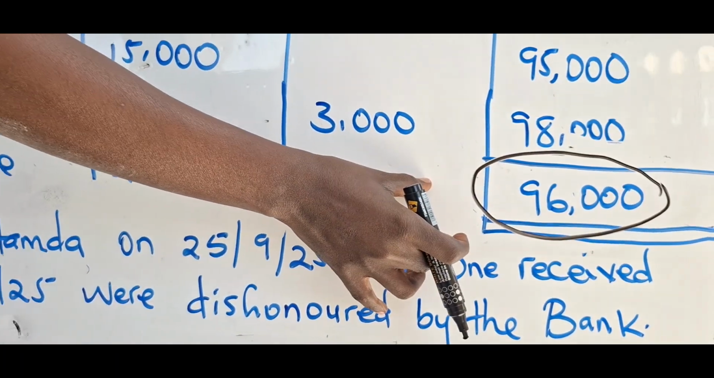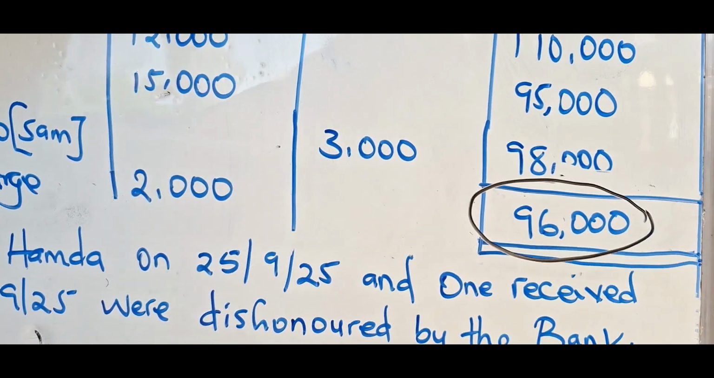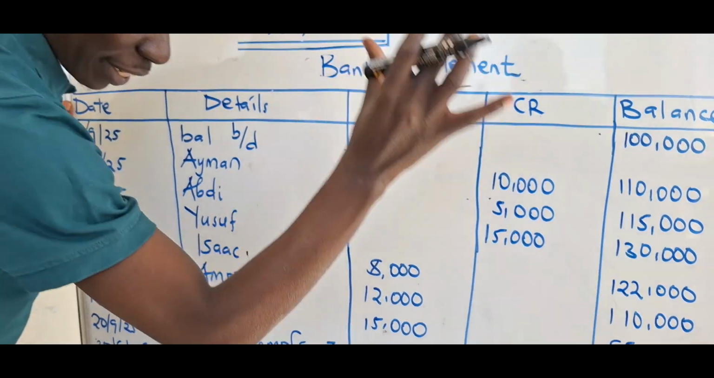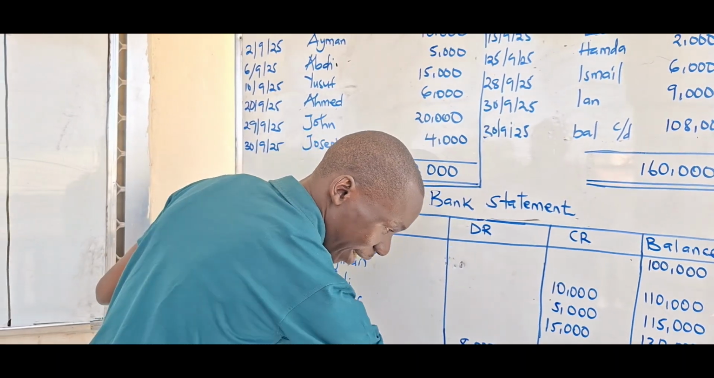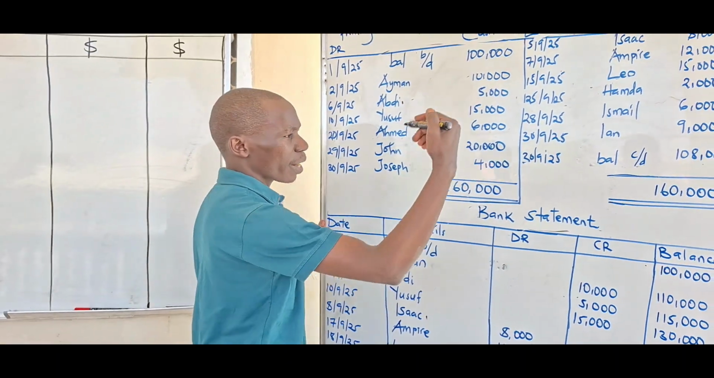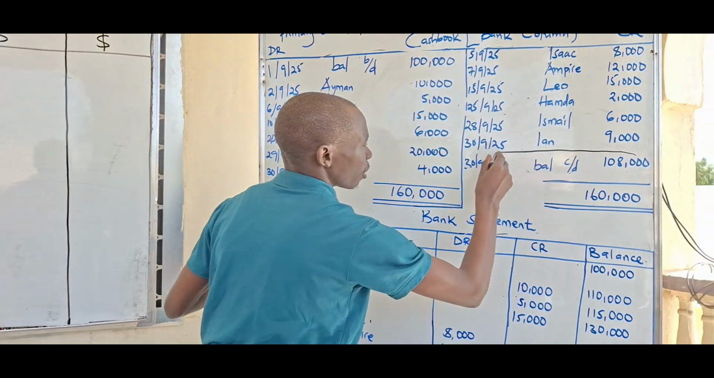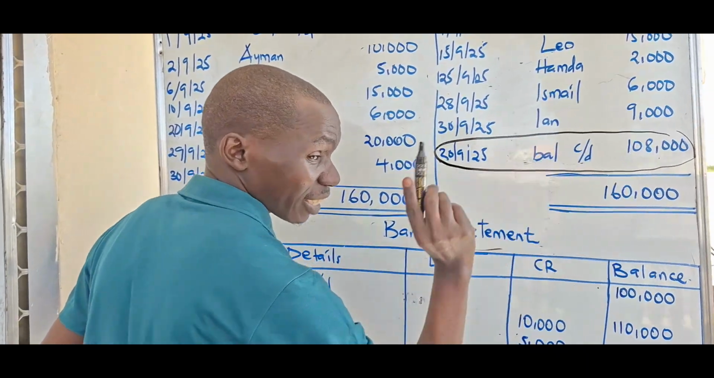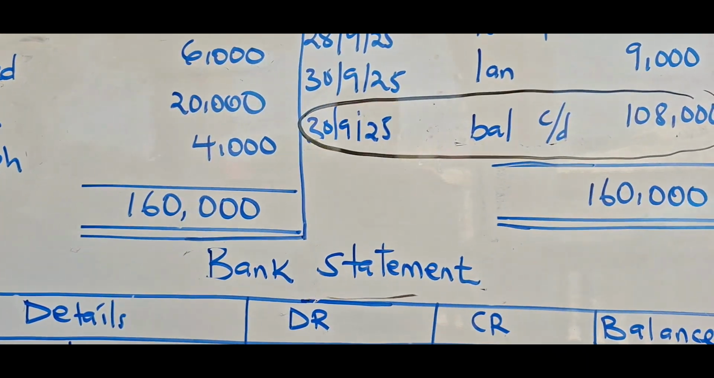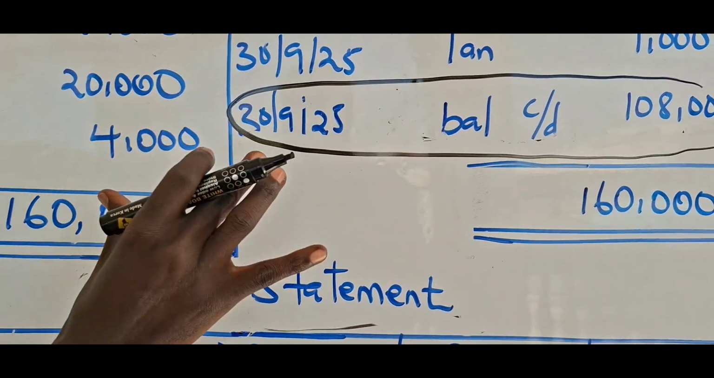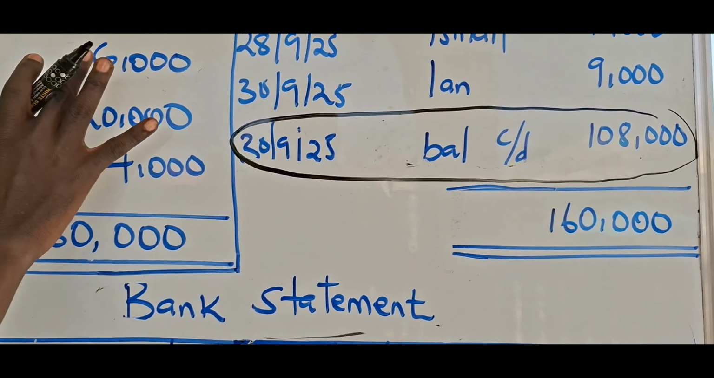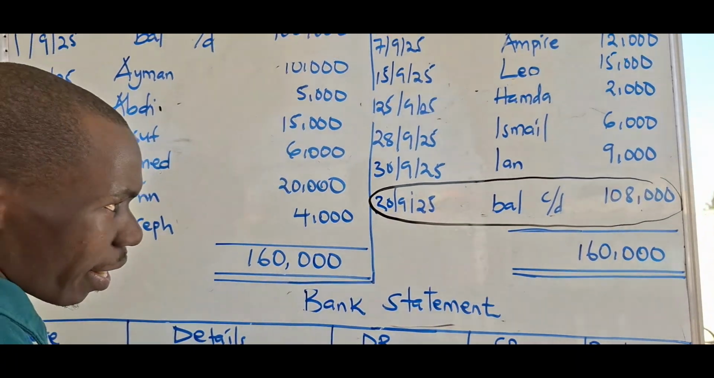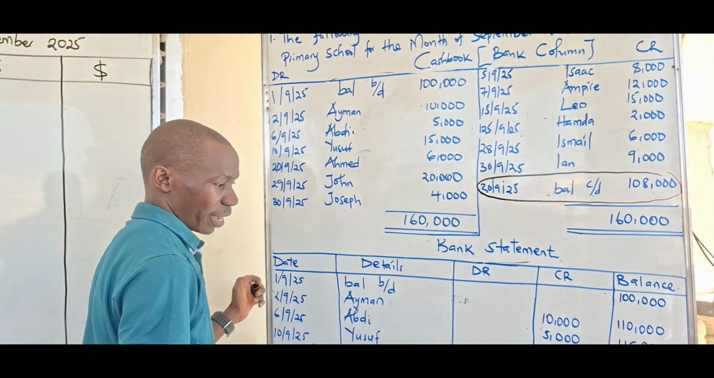Don't forget, in method 1, I started with the adjusted closing balance of the cash book. But here I'm starting with the bank statement. And then we work towards getting this balance as per cash book. Not the adjusted one. Don't mix two methods in one. Once you choose this, don't adjust the cash book. You shall work towards achieving 108.